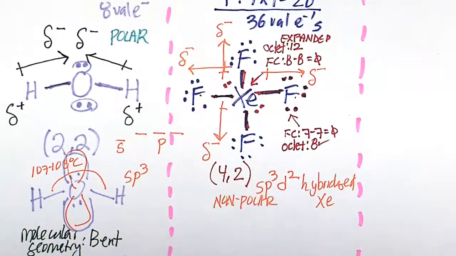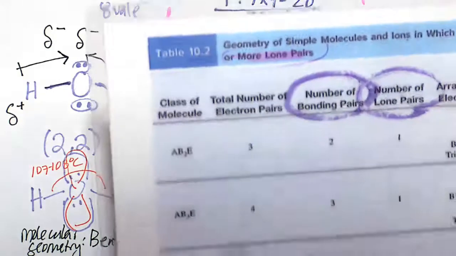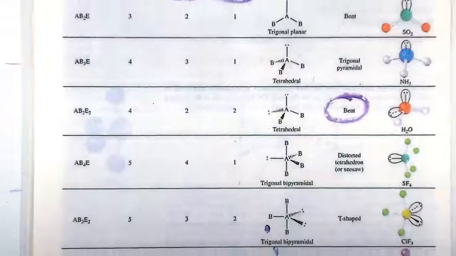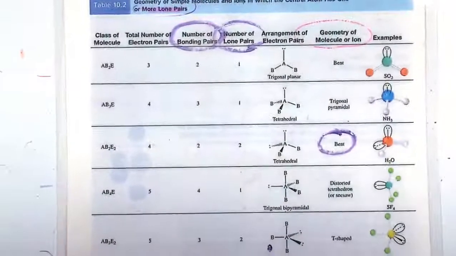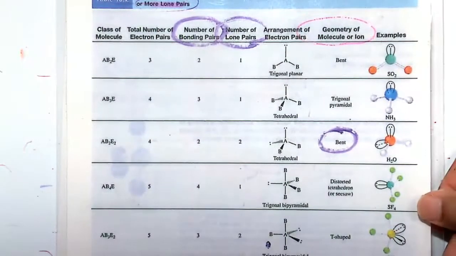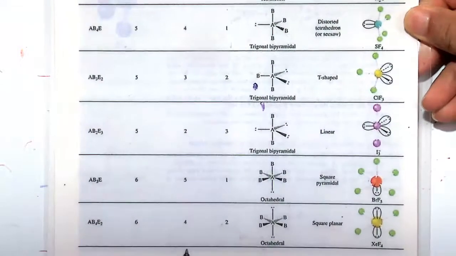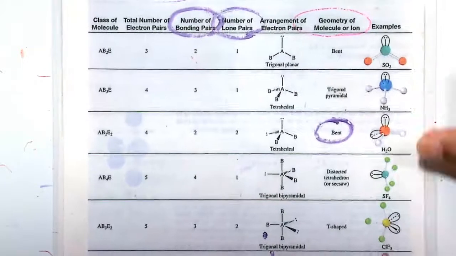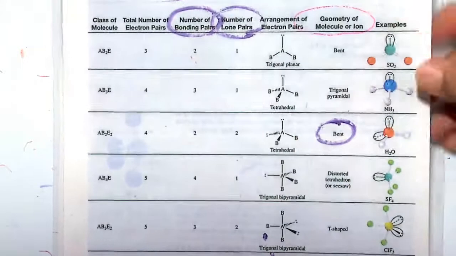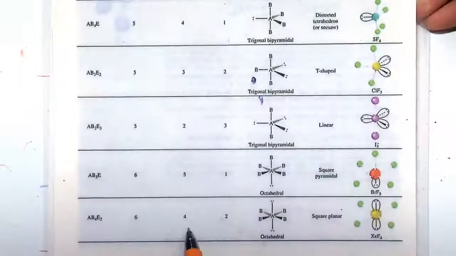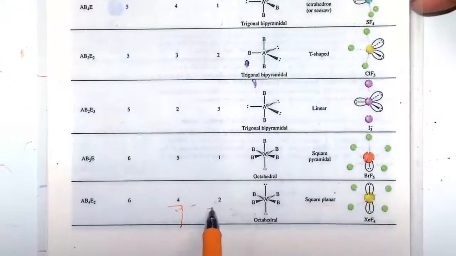4 bonds and 2 lone pairs. So we're going to use table 10.2 or whatever equivalent table you have from your book or the internet. So 4 bonds and 2 lone pairs. So number of bonding pairs, let's go all the way down to 4. And number of lone pairs, let's go all the way down to 2. You'll notice it's at the bottom of the table here. So 4 bonds, 2 lone pairs.